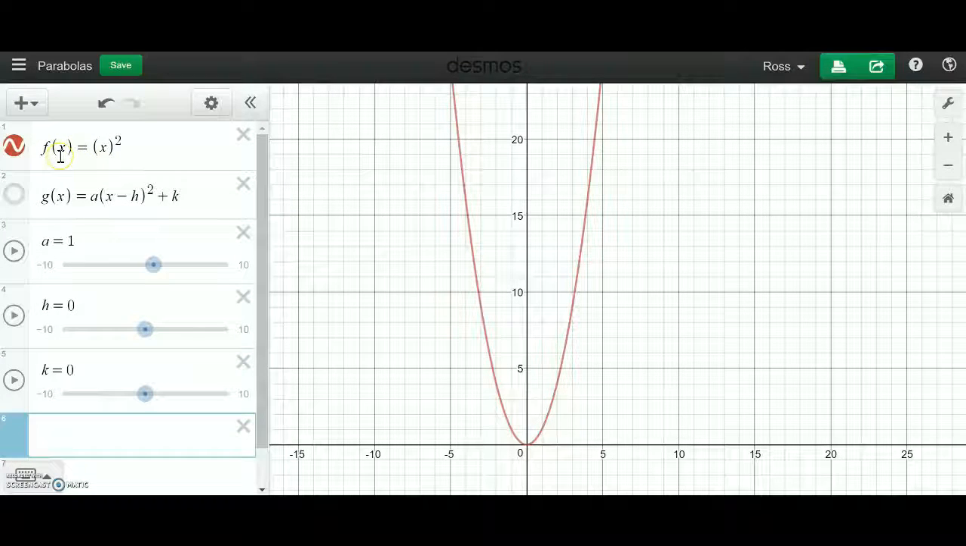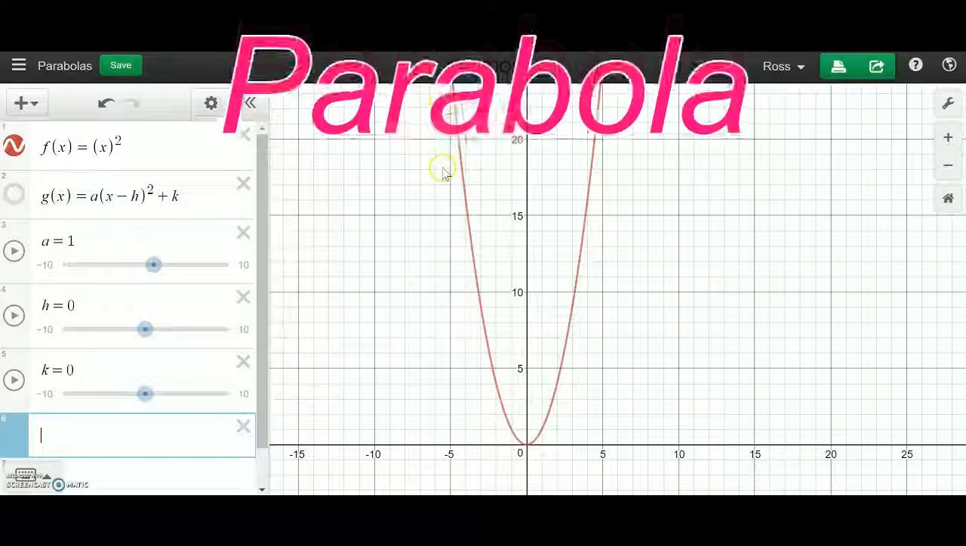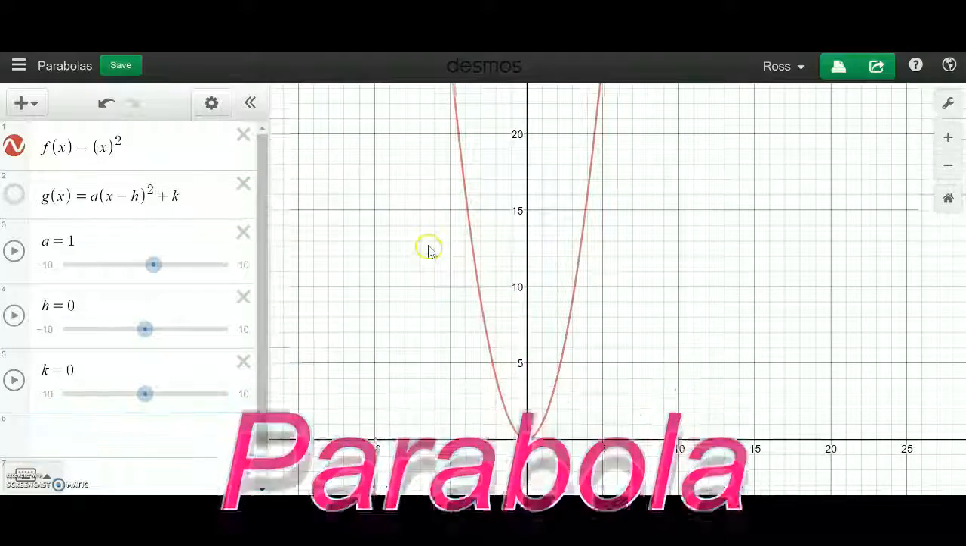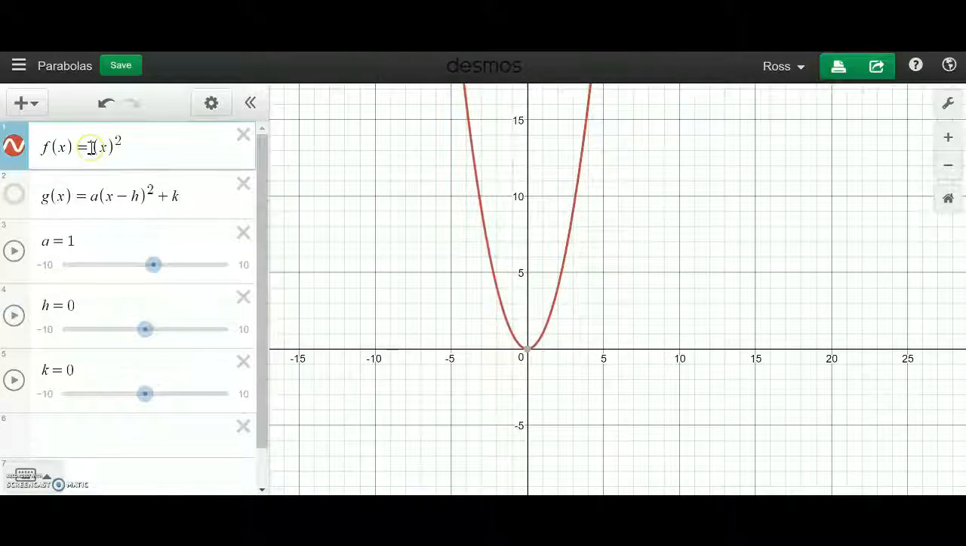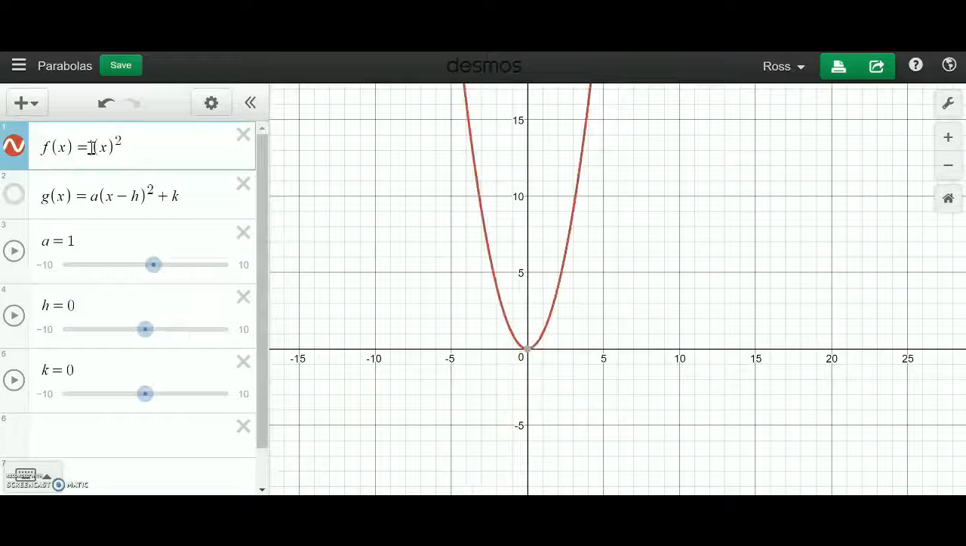x squared, or f of x equals x squared. This is the simplest quadratic that you can encounter. It has a few characteristics. One I've already mentioned is it gives this shape, which is called a parabola. It would be a parabola if it's facing up, or as we will see in a few minutes, if it's facing down, it's still a parabola, just like a line is always a line, no matter what its slope is.